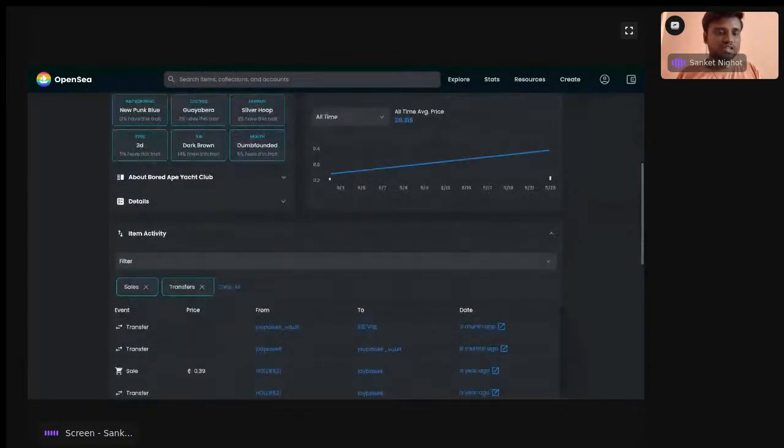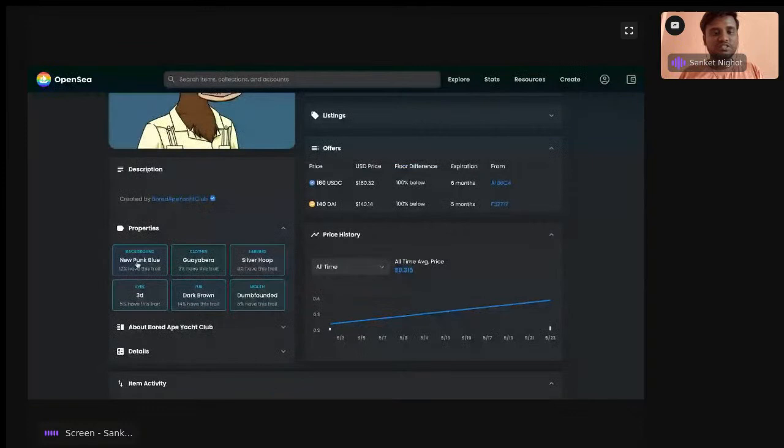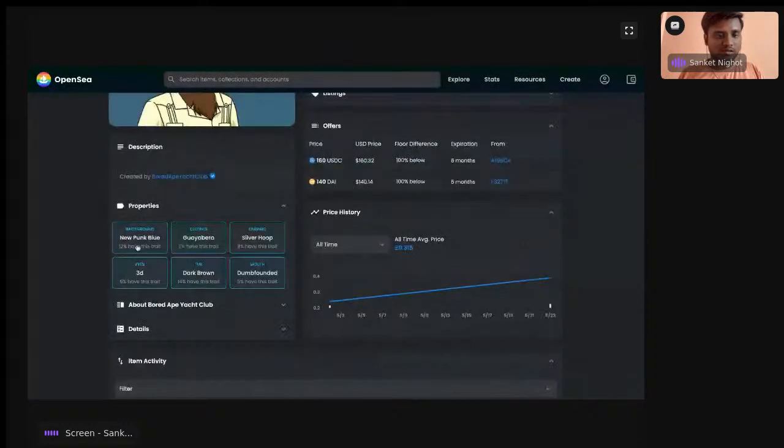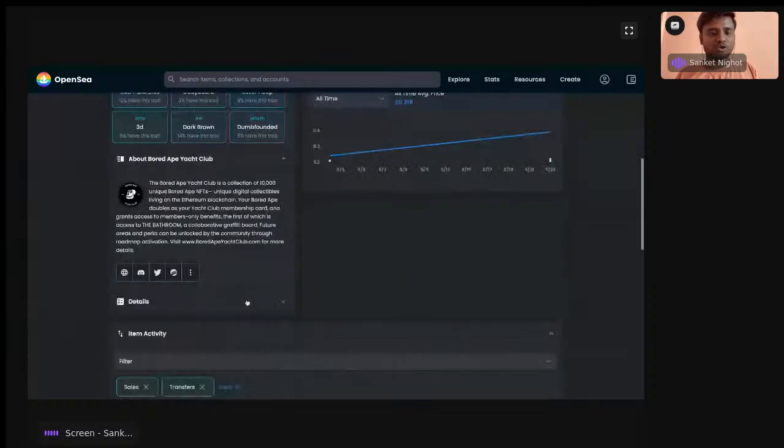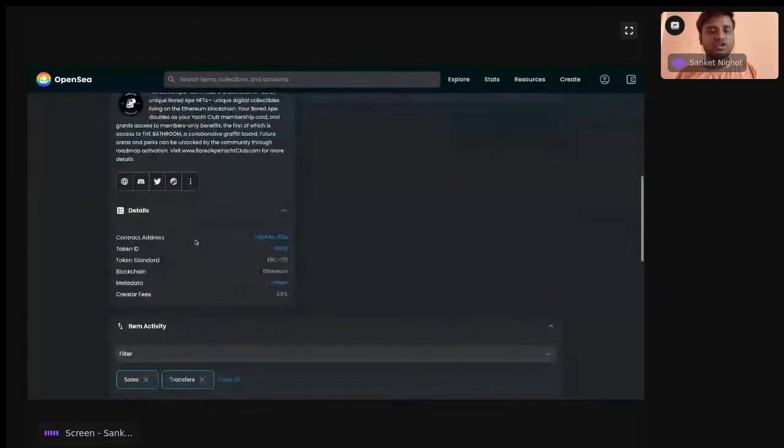You can also see the properties each NFT has, like new punk blue. So the background is new punk blue. These are the clothes, the earrings, the mouth, the fur, the eyes. You can also read about the project here, the details, and the contract address. The contract address is a smart contract address, showing on what smart contract the project has been hosted, and you can click on it and see all the details about it.